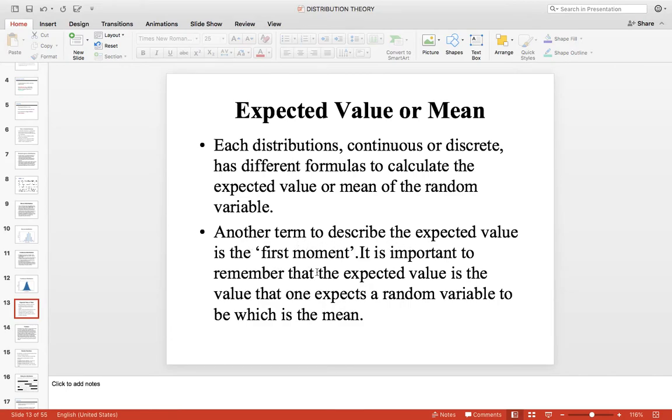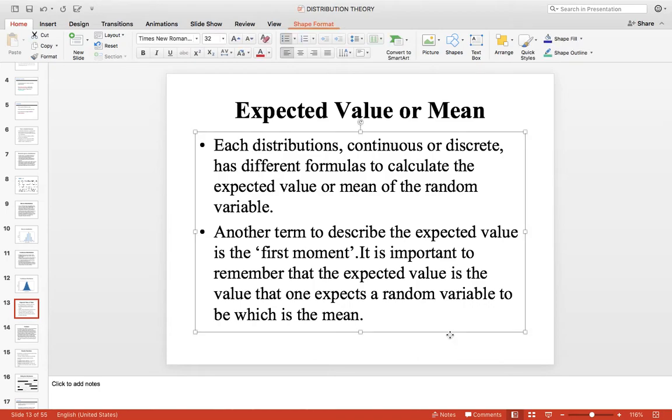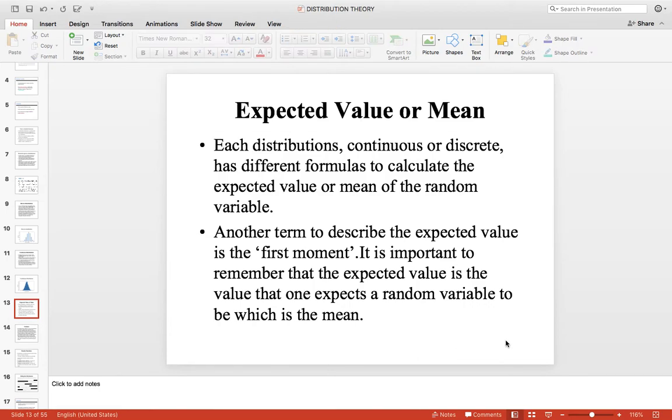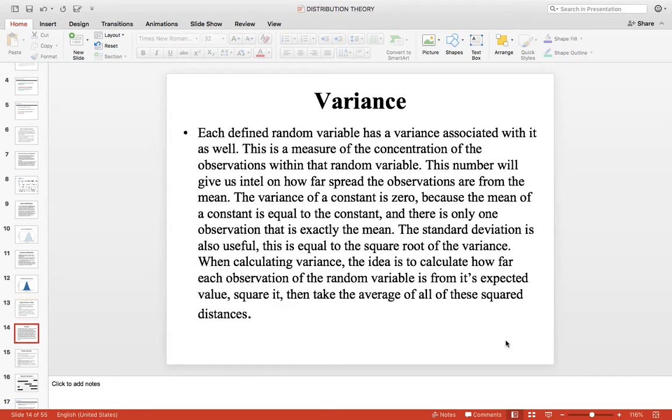It is important to remember that the expected value is the value that one expects a random variable to be, which is the mean. So that is your expectation. When you talk about an expected value of prices, you're referring to the mean price. In other words, expected value is what you expect it to be, and what you expect it to be is best summarized by the mean.